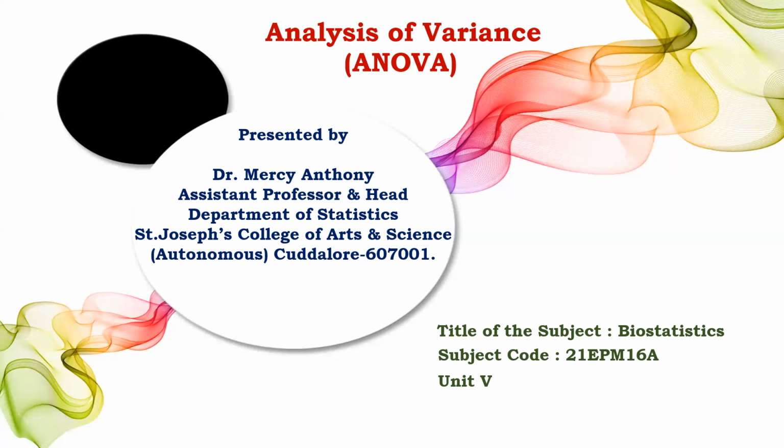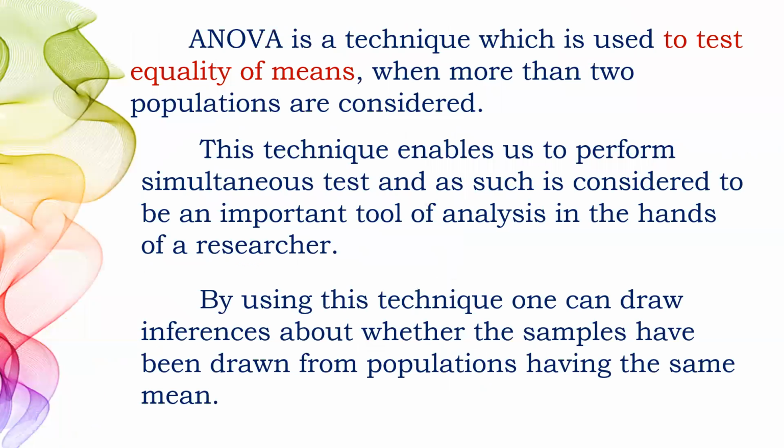So first we'll see what is the meaning of analysis of variance. Analysis of variance is a technique which is used to test equality of means when more than two populations are considered. This technique enables us to perform simultaneous tests and as such is considered to be an important tool of analysis in the hands of researchers. By using this technique, one can draw inferences about whether the samples have been drawn from populations having the same mean or not.